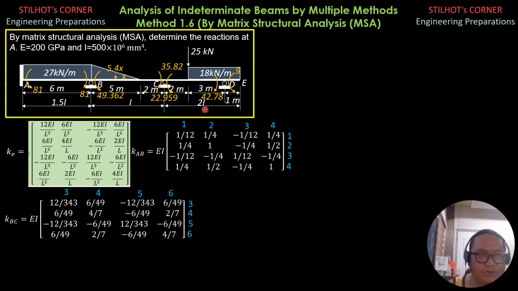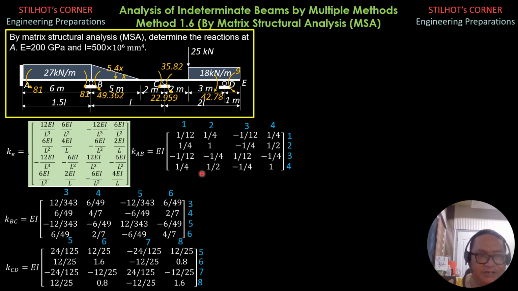the moment of inertia is 2I. So factor out EI. Then for the element, 12 times 2 over 5 squared. So it is numbered 5, 6, 7, 8 as shown. So 24 over 125. This is 6 times 2, 12 divided by 5 squared. So that's why 12 over 25. Then check the rest of these elements.